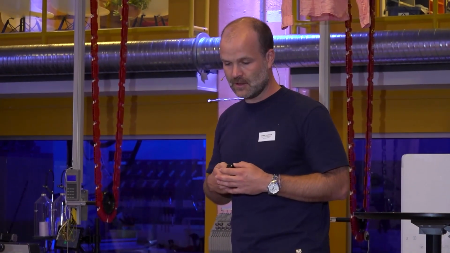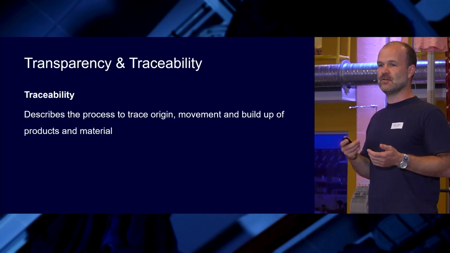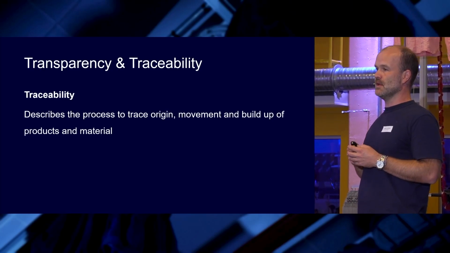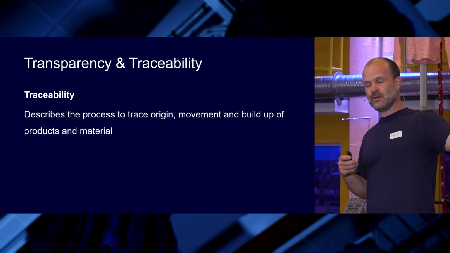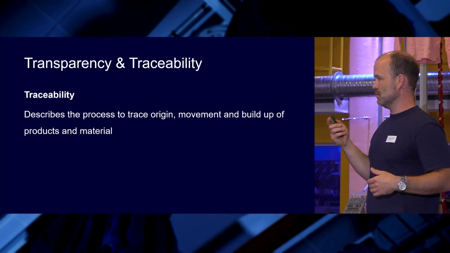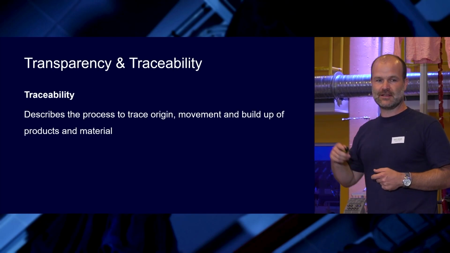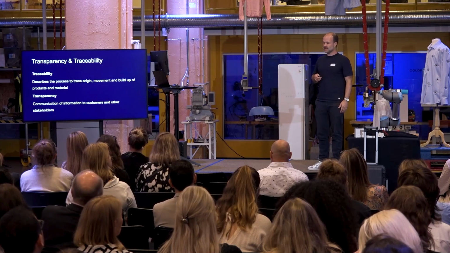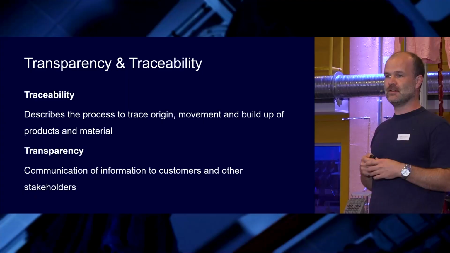So what is transparency and traceability? Well, traceability, I would assume most people think comes first, because it's difficult to be transparent without traceability. It describes the process to trace origin, movement, and build-up of products and material. Normally, when we speak about traceability, we look backwards up to tier 4, but I assume it becomes more and more relevant to also look forward to trace garments in the end of life cycle and in the recycling and reuse processes. Transparency then is communication of information to customers and other stakeholders, and that is the information that you find in your process.